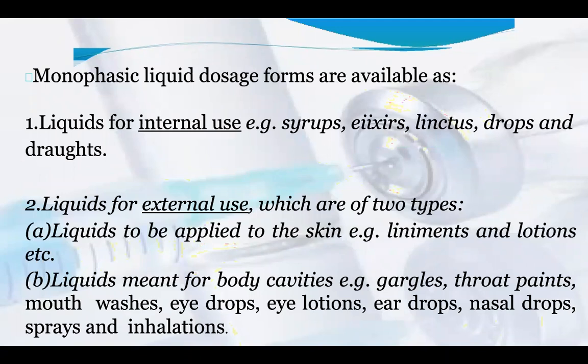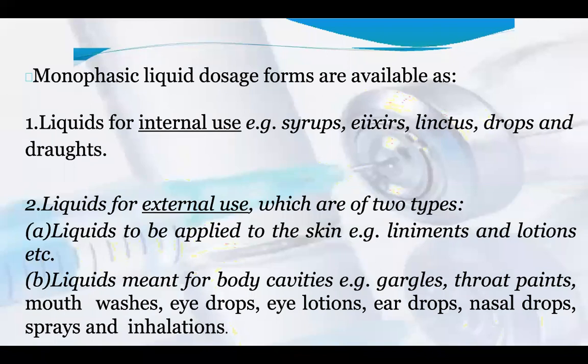Monophasic liquid dosage forms are available as what? One is liquid for internal use. You may know about syrups, elixirs, linctus, drops, and draughts. There can be syrup, elixirs. This is an elixir over there. Linctus, drops, and draught. They have these shapes or forms.